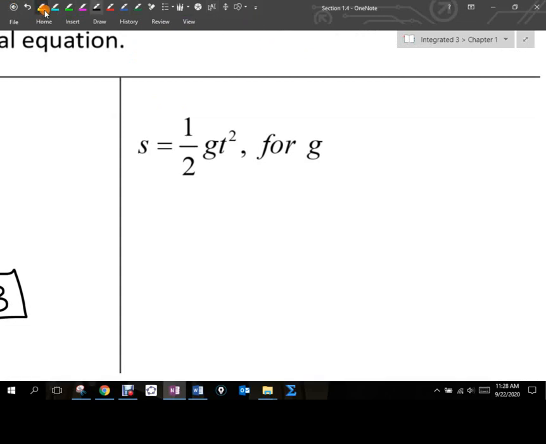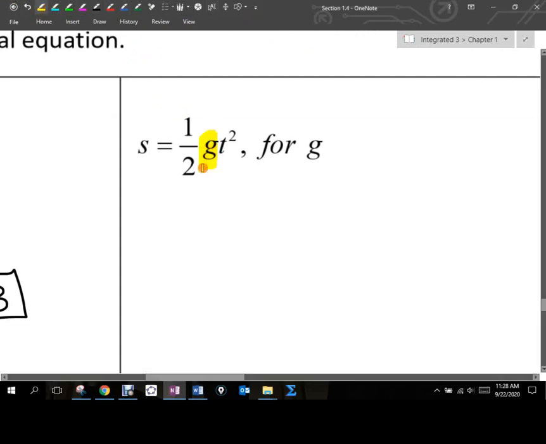Okay, so let's do this one. Let's solve for G. You guys do this one on your own real quick. Get G all by itself. See what you get.